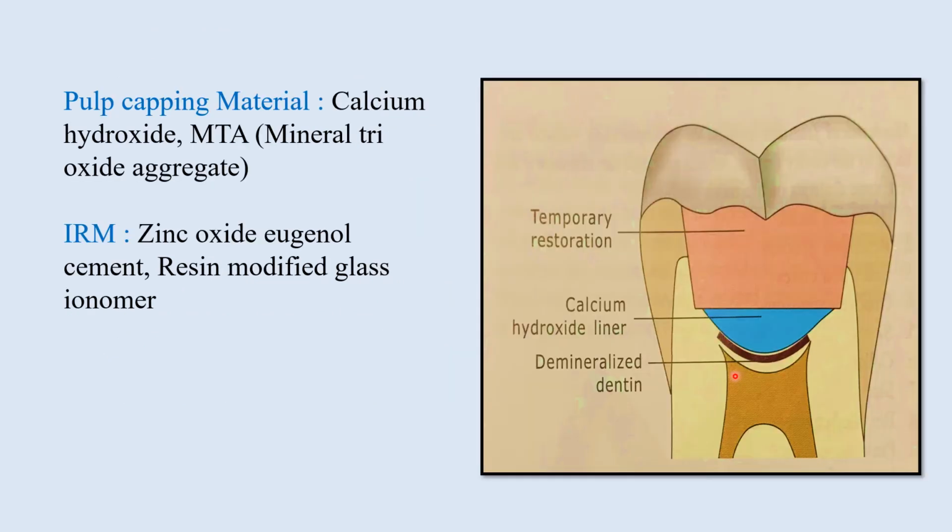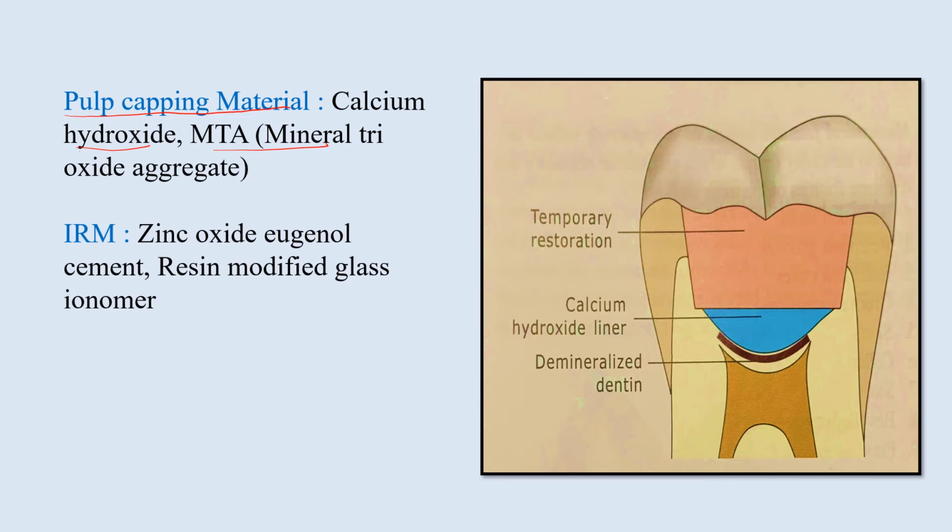So we have a situation where we have the deepest layer of demineralized dentine, which is covered by calcium hydroxide liner or any other pulp capping material, and which is then further covered by a temporary restorative material. So this is the indirect pulp capping procedure we have done, and now we should know about the materials that we have used. Pulp capping material is basically used which causes the regeneration of reparative dentine, and popularly we use calcium hydroxide or mineral trioxide aggregate.